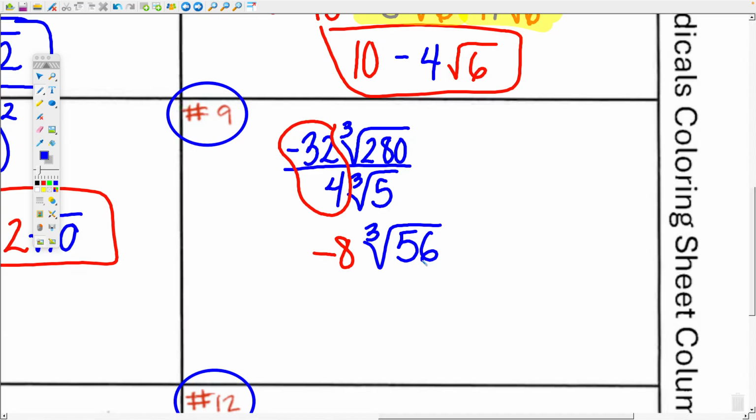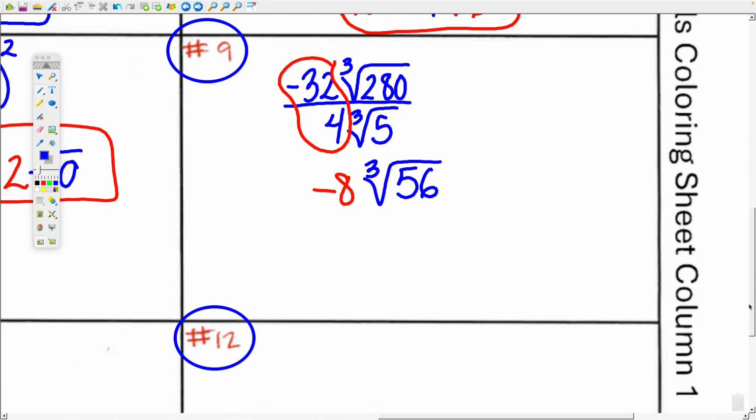Hopefully you know that 8 goes into 56 7 times. So that means it'll become the cube root of 8 times the cube root of 7. And I like to put the one that's perfect first. Just keep bringing down that negative 8, okay? The cube root of 8, just count down from the top, is 2. So this will become 2.